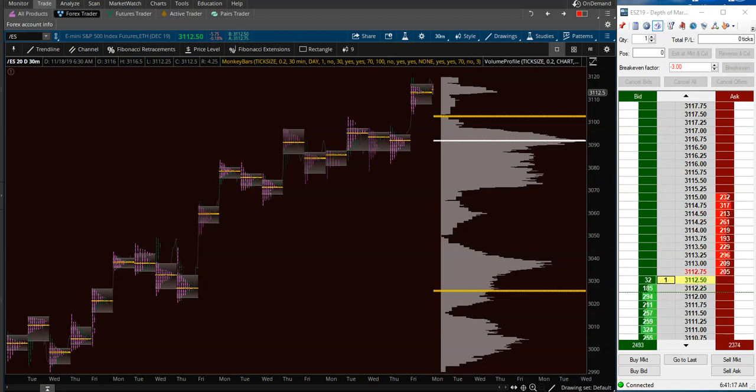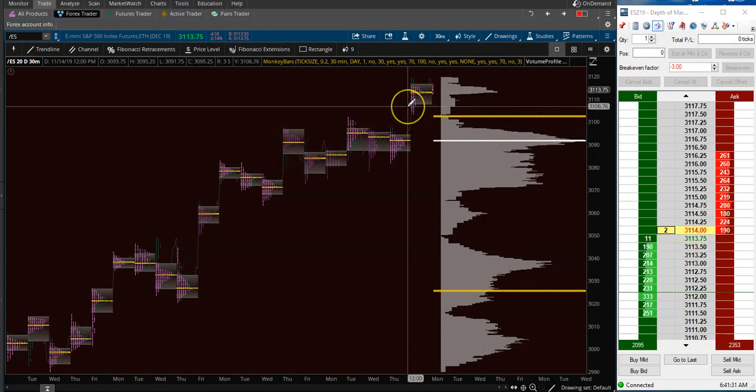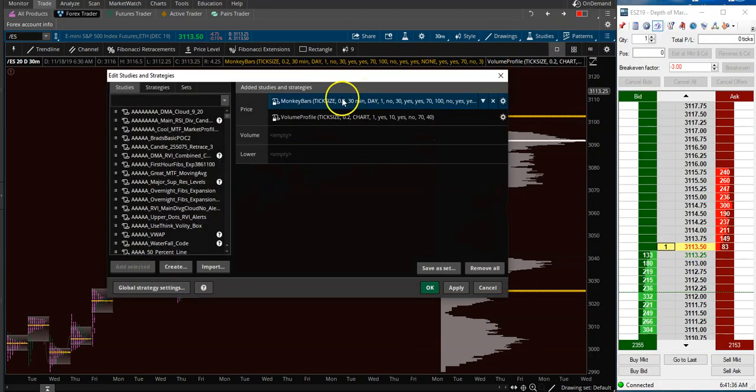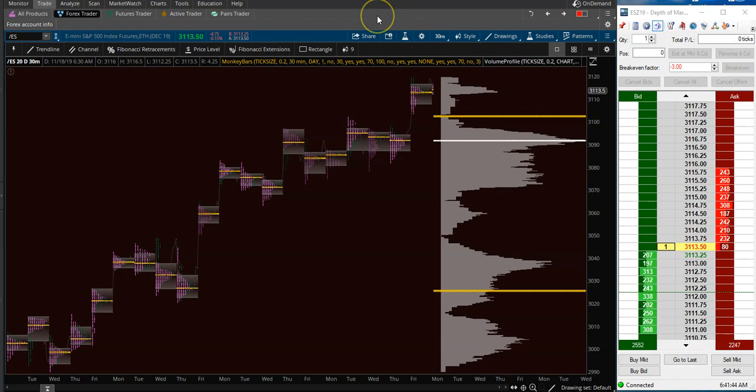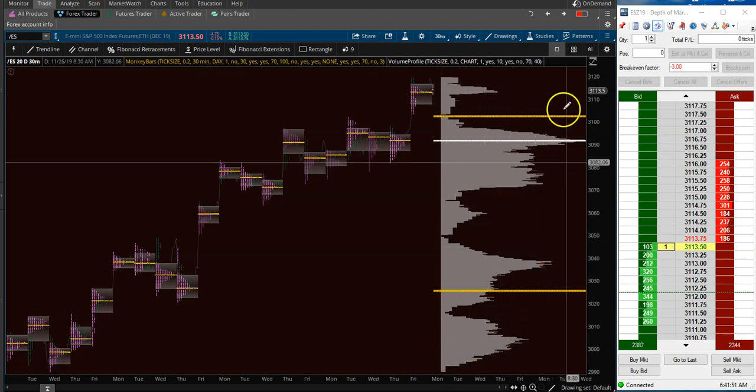So, as always, let's get right into it. Today we're going to talk about the 30-minute 20-day market profile chart. This is a combination of both volume bars and monkey bars on the Thinkorswim. I'll make sure I leave a link to this chart down below in the description so you can have a copy of this chart. So here is the volume profile chart.